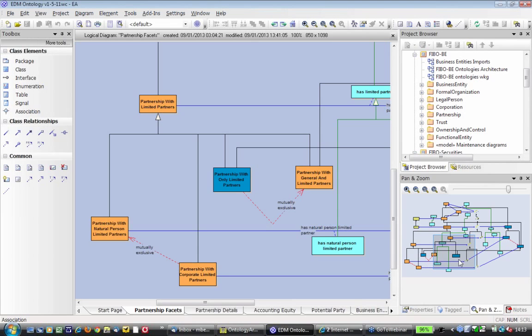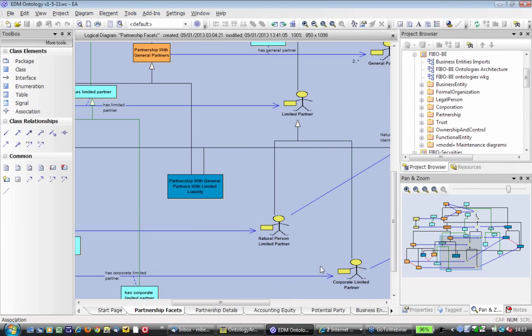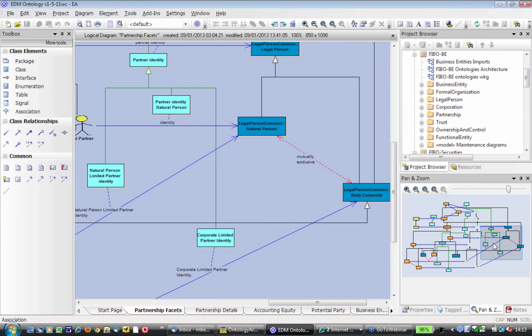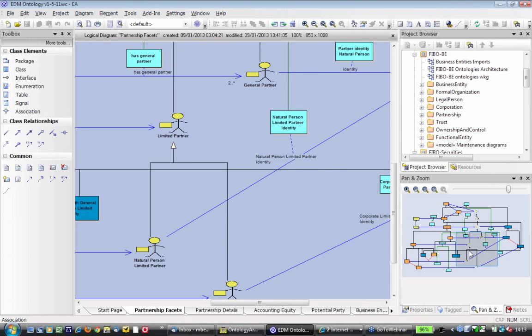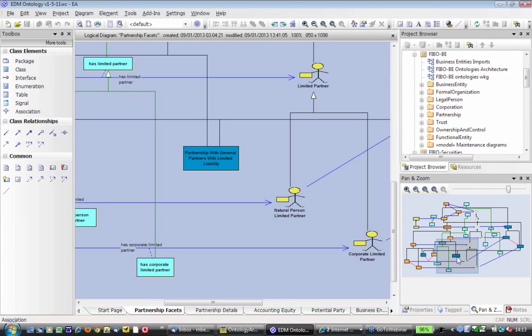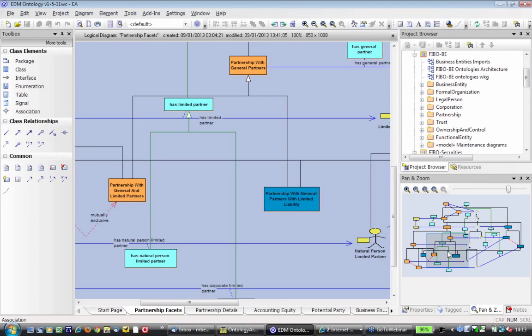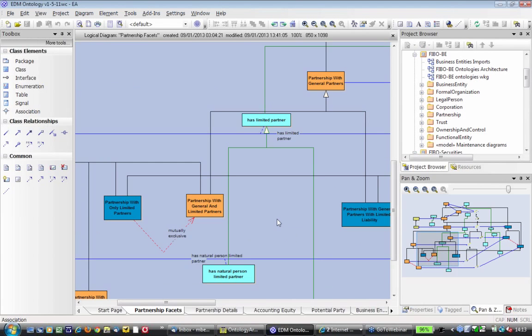Then, of course, you have partnerships with only limited partners, partnerships with general and limited partners, and separately from that, a separate facet which distinguishes a couple of the types of US partnership, that are limited liability company and limited liability partnership, which is whether those limited partners must themselves be natural persons or corporate persons. And so there again we constrain the range of entities that can fulfill this role that's represented by this party icon, being respectively either a natural person or a body corporate.